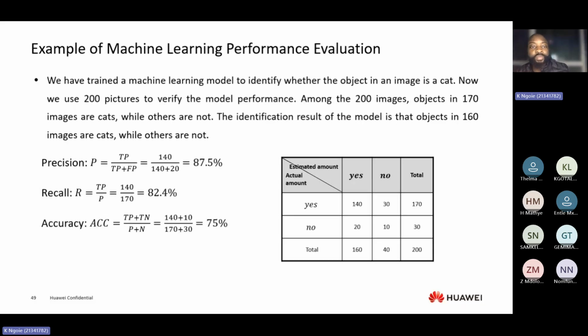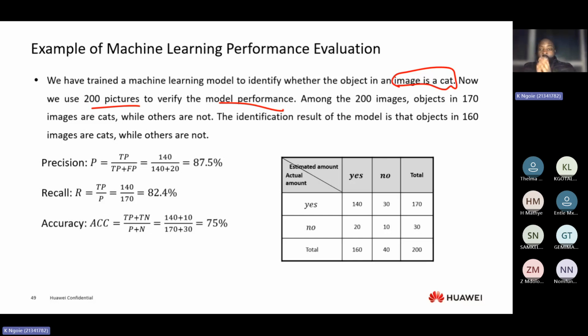So in this example here, we're going to apply the confusion matrix. We have trained a machine learning model to identify whether the object in the image is a cat, right? So here we're trying to predict if the object in the image is a cat. We used about 200 pictures to verify the model performance. Remember, in this case, we are checking if the model is performing well.